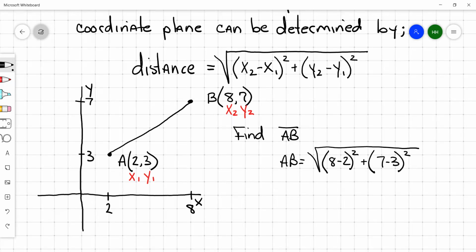Now, if you've gotten your calculator yet, you could type that straight into the calculator just the way that you see it. But you would have to push the square root button last. So anyway, here's what this would look like. If you take 8 minus 2.